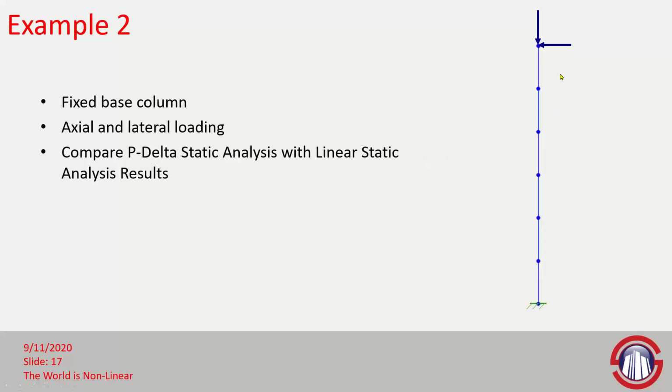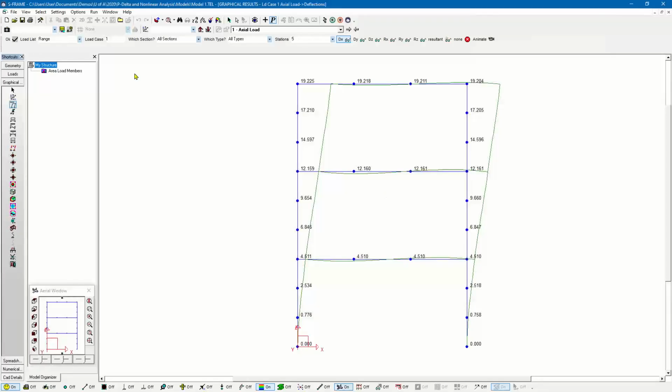We can look at one more example here, where we have, again, a fixed base column and axial and lateral loading. And I'll go through this one a little bit quicker. Just give me 1 second to load it up.